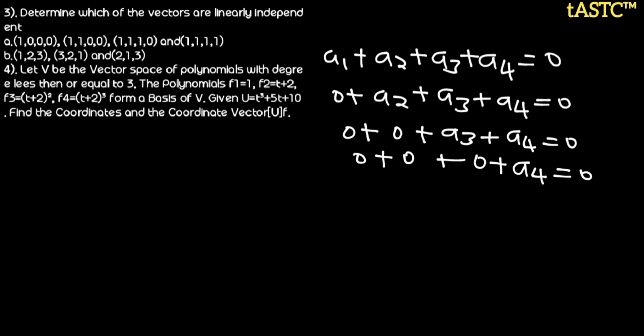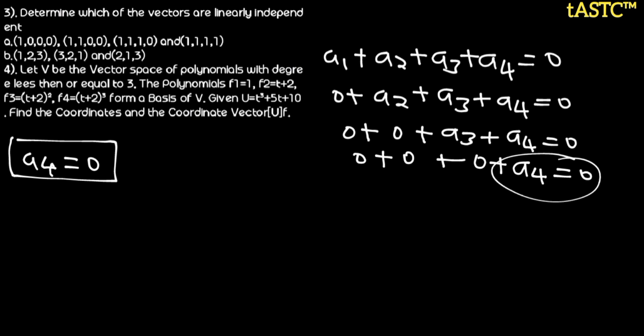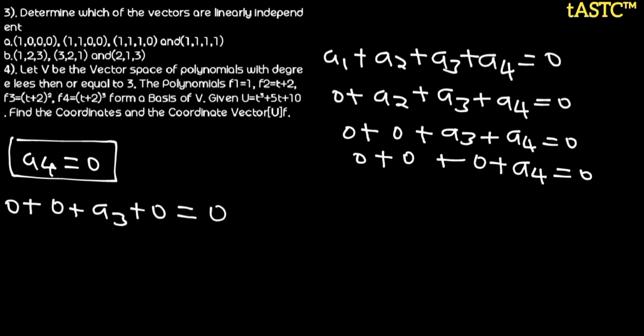Now, from this place, we could say that a4 is equal to 0 from the last equation. That is clear. Now, we're going to use a4 and plug it into the third equation. So there should be 0 plus a 0 plus a3, and this will be plus a 0. Obviously, this is going to make a3 equal to 0.